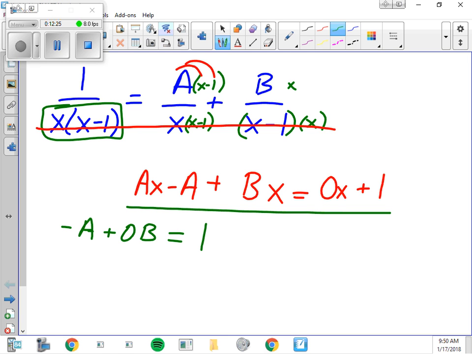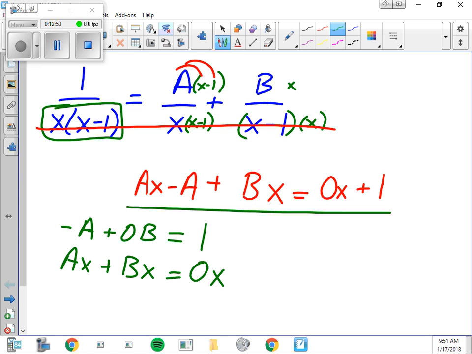Okay. Now I need an x equation. I have ax plus bx equals 0x. Now, what if I had x squareds? Then I would have a third x squared equation, and there would be c's in it.